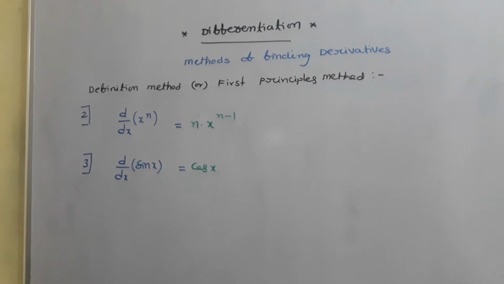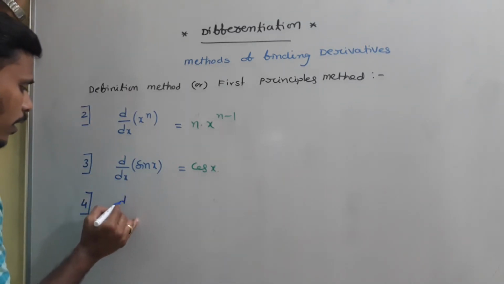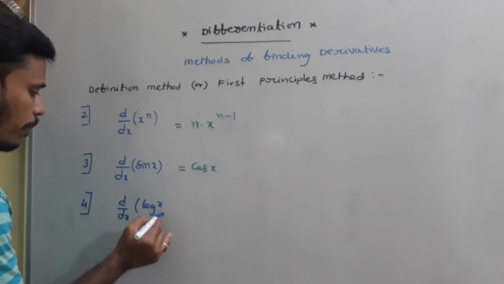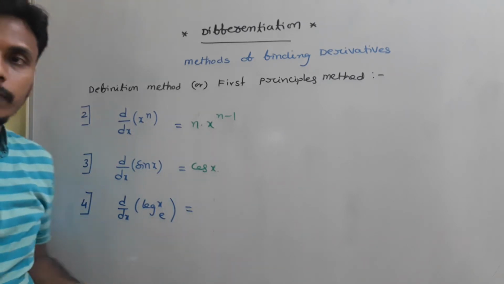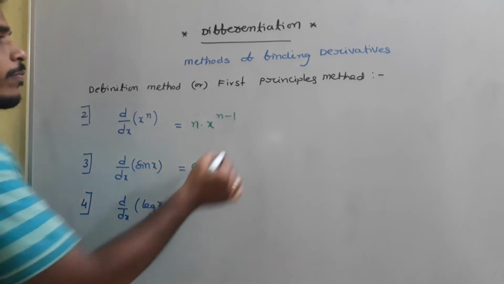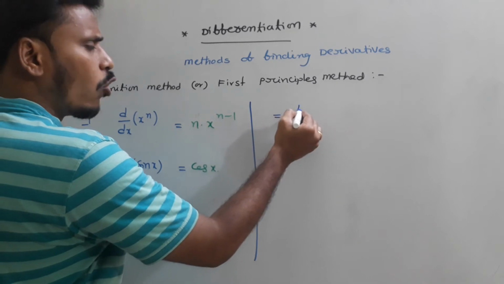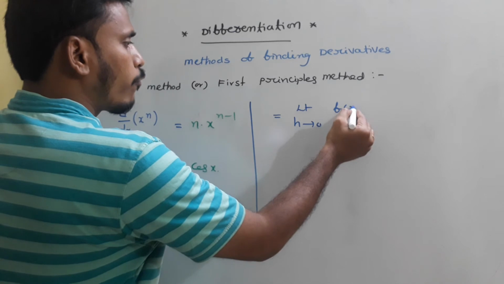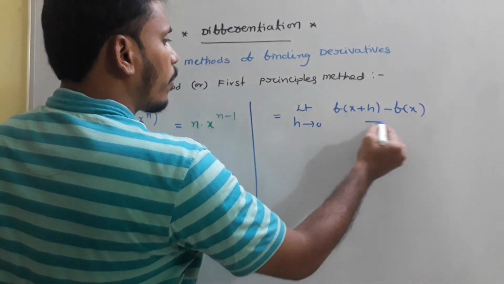Just have a look. Suppose you wish to find the derivative of log x, one more problem. d by dx of log x to the base e. What is the derivative of d by dx of log x to the base e? As per the discussion, what do we need to do? Its derivative is, directly in the general format, limit h tends to 0, f of x plus h minus f of x divided by h.